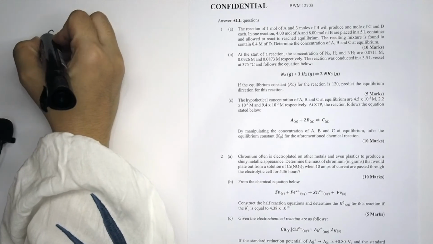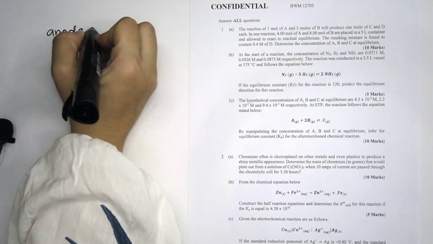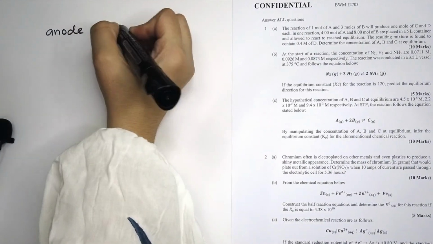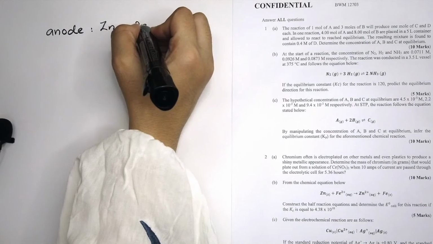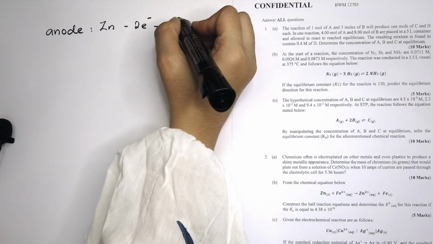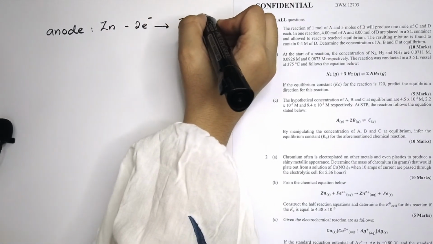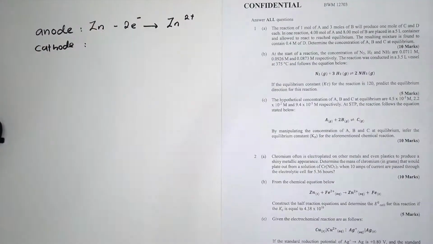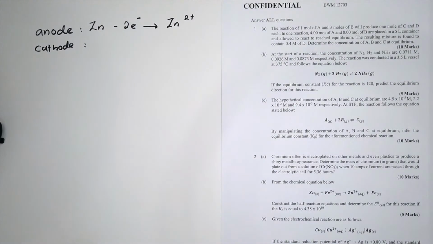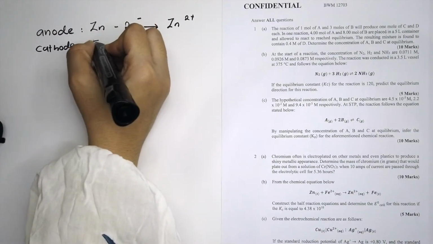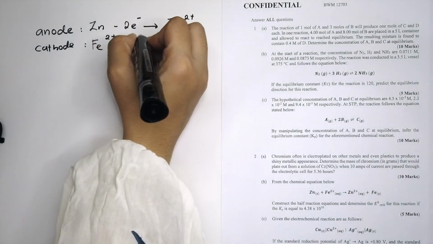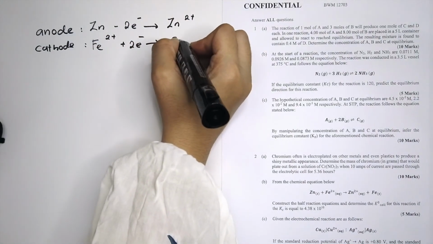So I'm going to write the anode first. The anode is the zinc minus 2 electrons, which will produce Zn2+. So for the cathode, it is obviously the Fe. So Fe2+ plus 2 electrons will produce the Fe.